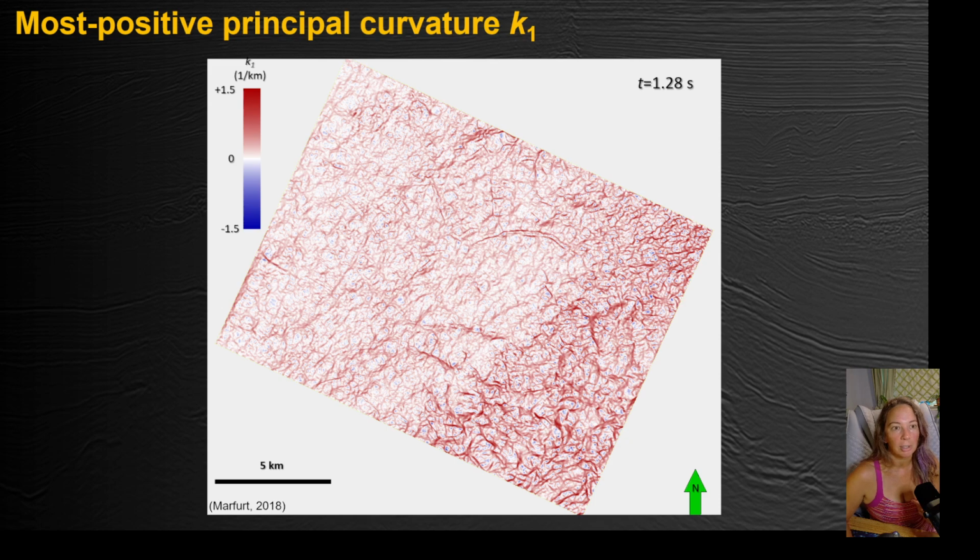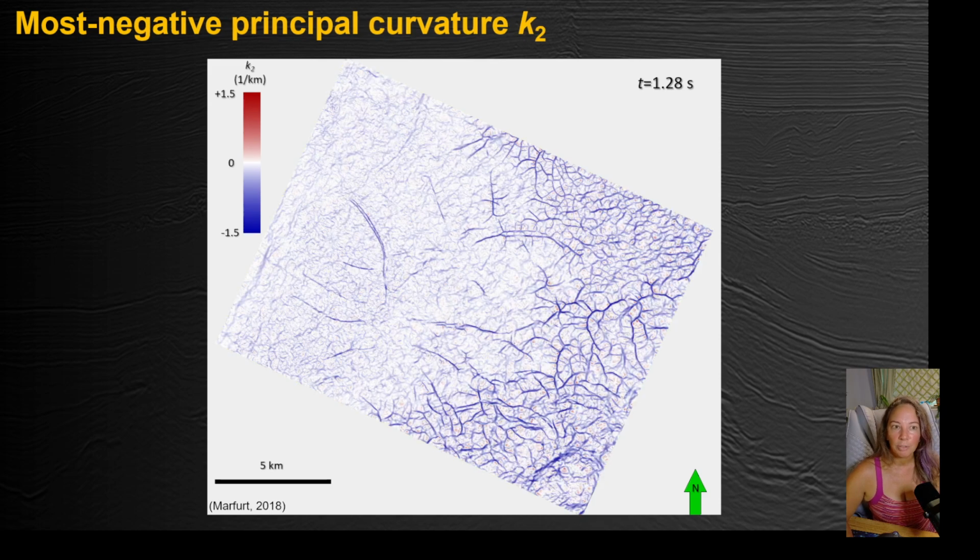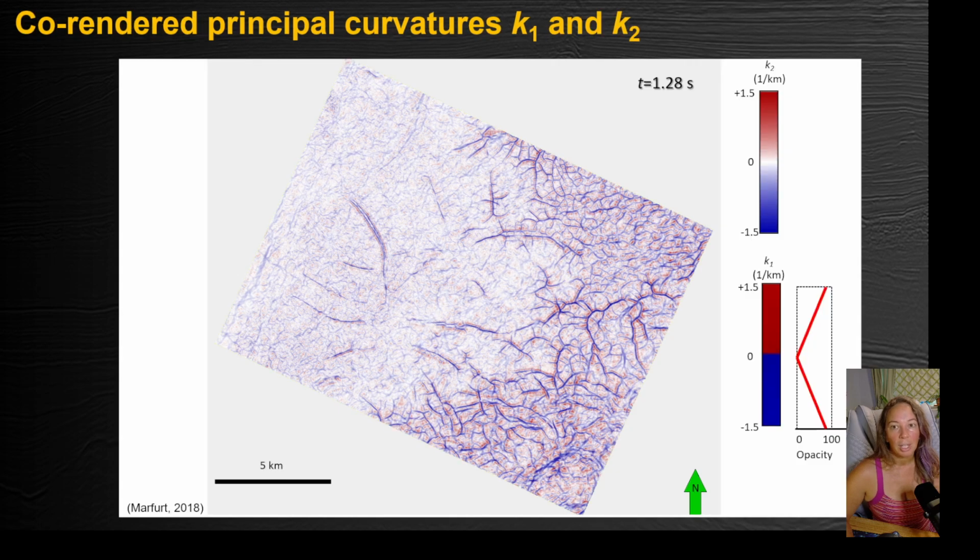So just to look at a couple examples, here we've got our most positive principal curvature. Here we've got our most negative principal curvature, and oftentimes you see these combined together. So we've got our co-rendered principal curvature, your K1 and your K2. So you're getting information about the more anticlinal features and the synclinal features all at once.